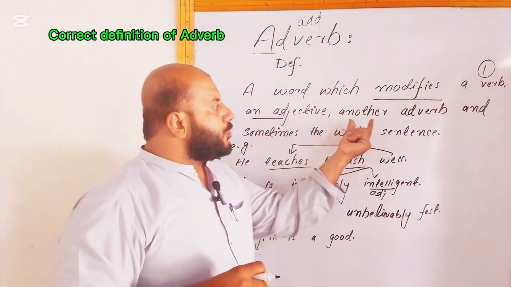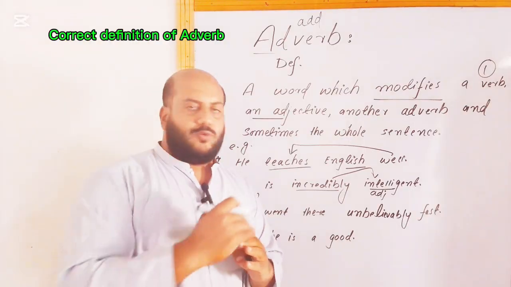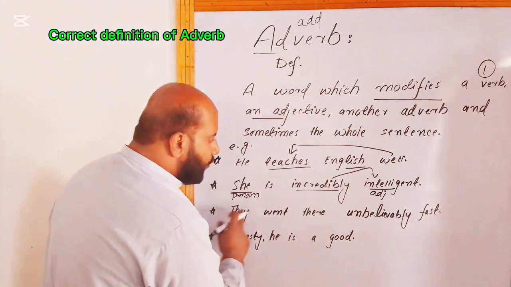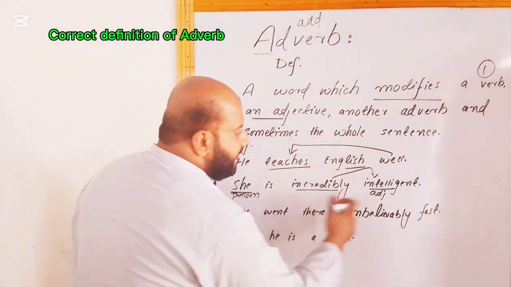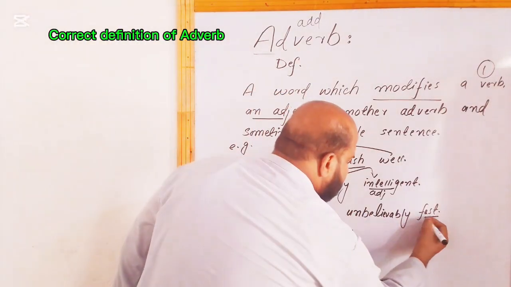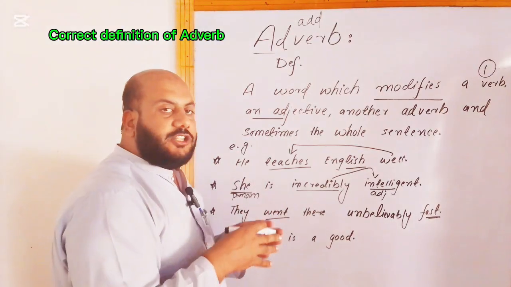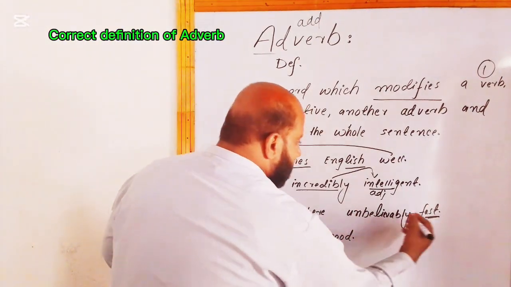Now adverb also talks about another adverb. Adverb sometimes modifies another adverb. For example, they went there fast. Now this fast is an adverb. Why? Because it talks about how they went. How did they go there? They went fast. It shows the manner.